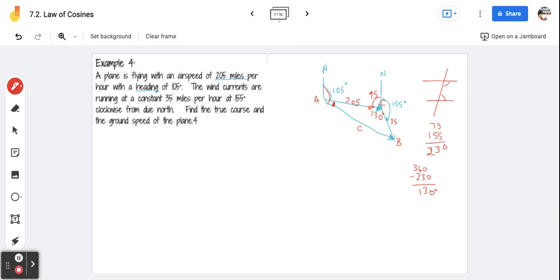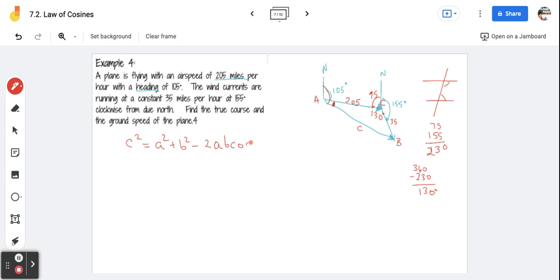So now I've got the case of side, angle, side, and I can find my opposite side. If I want to find c, go to your formulas. Then I have to know a and b, which I do.